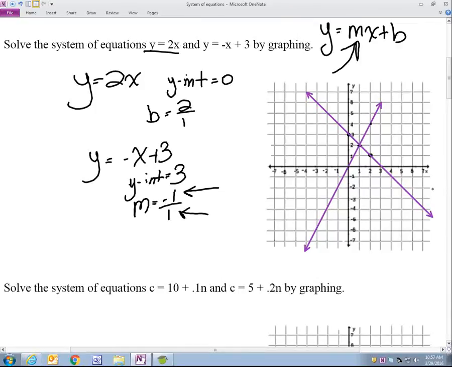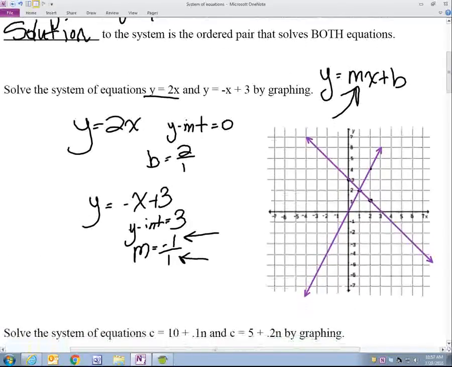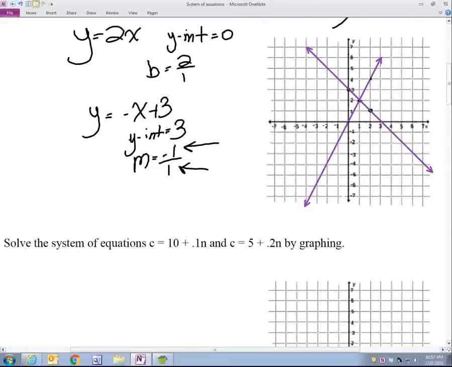As it said, the solution is the ordered pair that solves both of these. Remember, any point on each of those lines would be a solution for its own equation, but the only time it's going to solve both of them is where they share a point. Where do they share a point? 1, 2. Yes, 1, 2. It's this point right here.